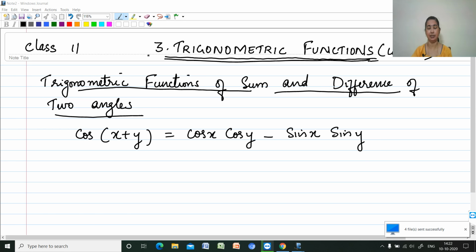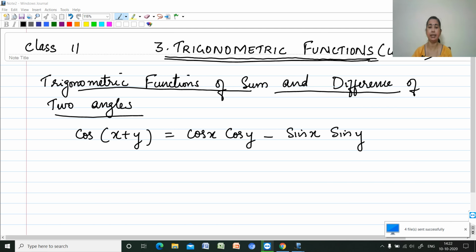Today I am discussing class 11 chapter 3, trigonometric functions. We are continuing the chapter on trigonometric functions of sum and difference of two angles. In the last video I discussed what cos of x plus y is, and we proved that it is cos x cos y minus sin x sin y. Now, using this, we will find the remaining identities.